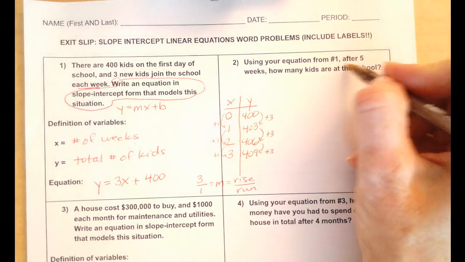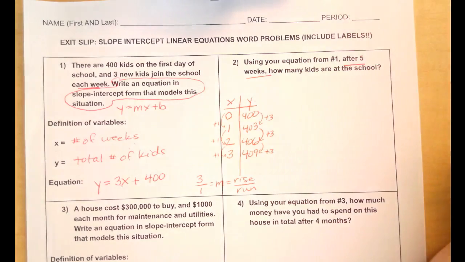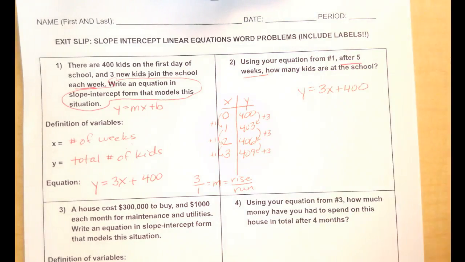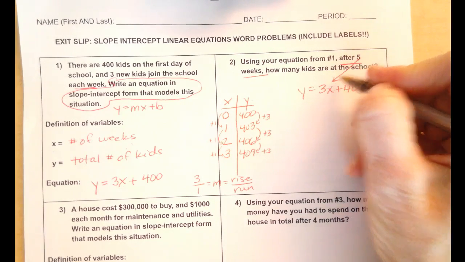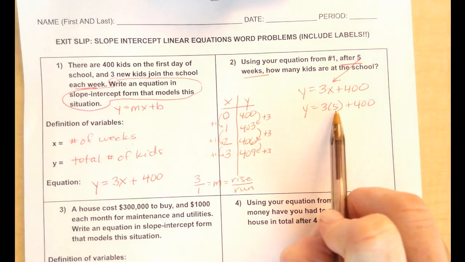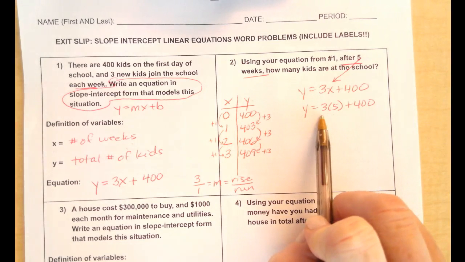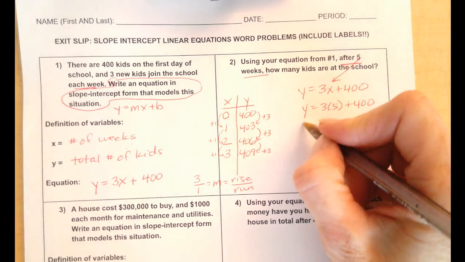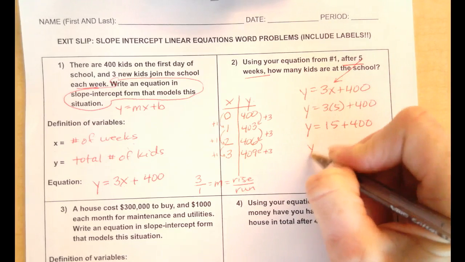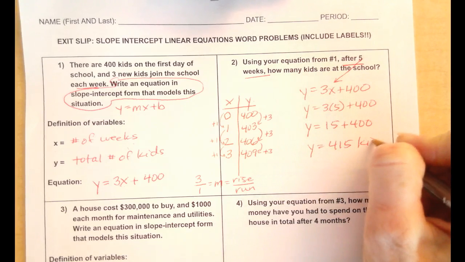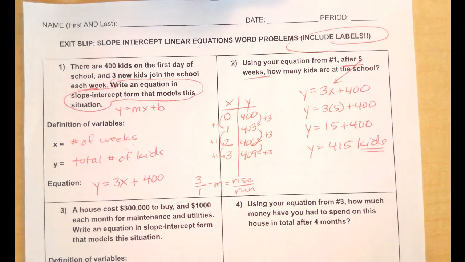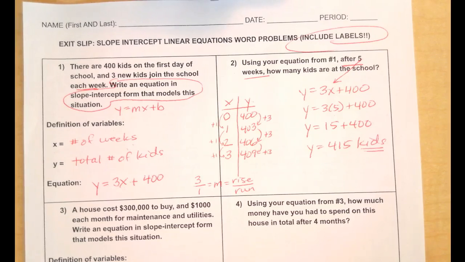All right, so coming over here, after 5 weeks, they want to know how many kids are at this school. Well, my formula says y equals 3x plus 400. They're giving me a number of weeks, so I'm going to put that in for x. Every week that passes, 3 new kids join. So the total number of kids who've joined after 5 weeks is 3 times 5, 15, plus 400. That gives me 415 kids. Right? I need to be including labels. So 415 kids that would be at this school after 5 weeks.